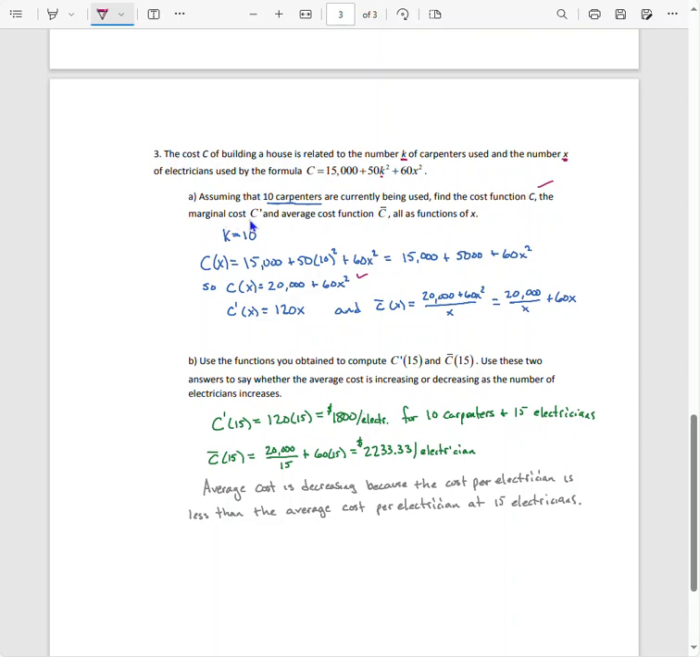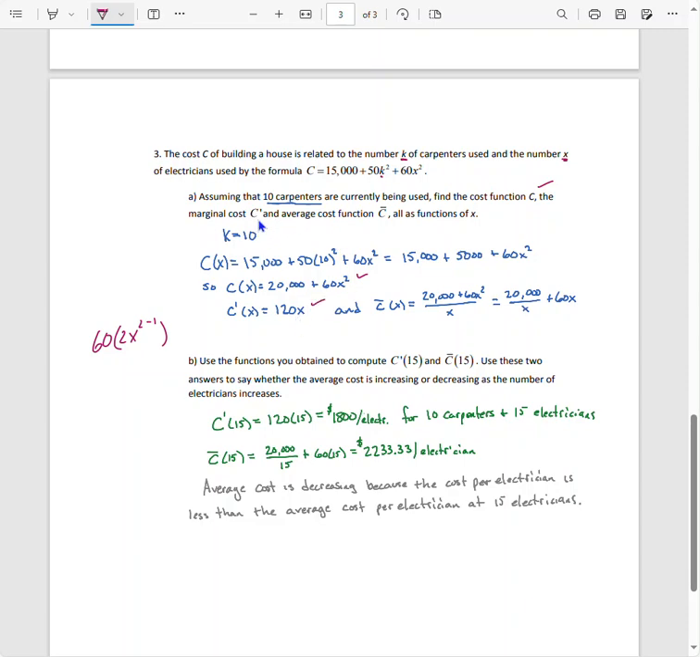Got that. The marginal cost, C bar, so now I need to take the derivative of 20,000, that has no variables, that is a constant, that derivative is 0. 60x squared, I will leave the 60. I will bring down the 2 from the exponent, subtract 1. 2x to the 2 minus 1. 2 minus 1 leaves us with a 1. 60 times 2 is where we get our 120x.